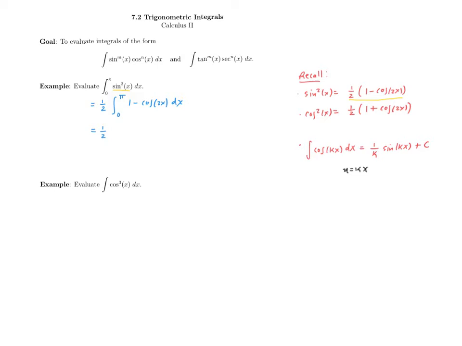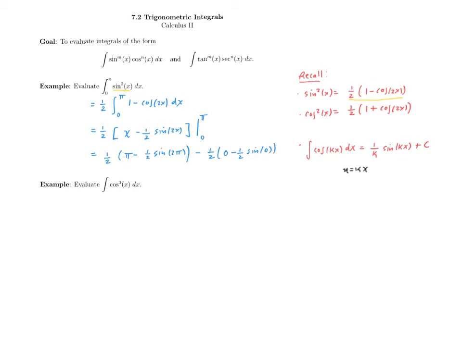Utilizing this formula, when we anti-differentiate term by term, we would have the antiderivative of 1 is x, and then minus 1 over 2 sine of 2x. And this is a definite integral, so by the fundamental theorem of calculus, we evaluate from 0 to pi. So replace each x with a pi, minus sign, replace each x with a 0.